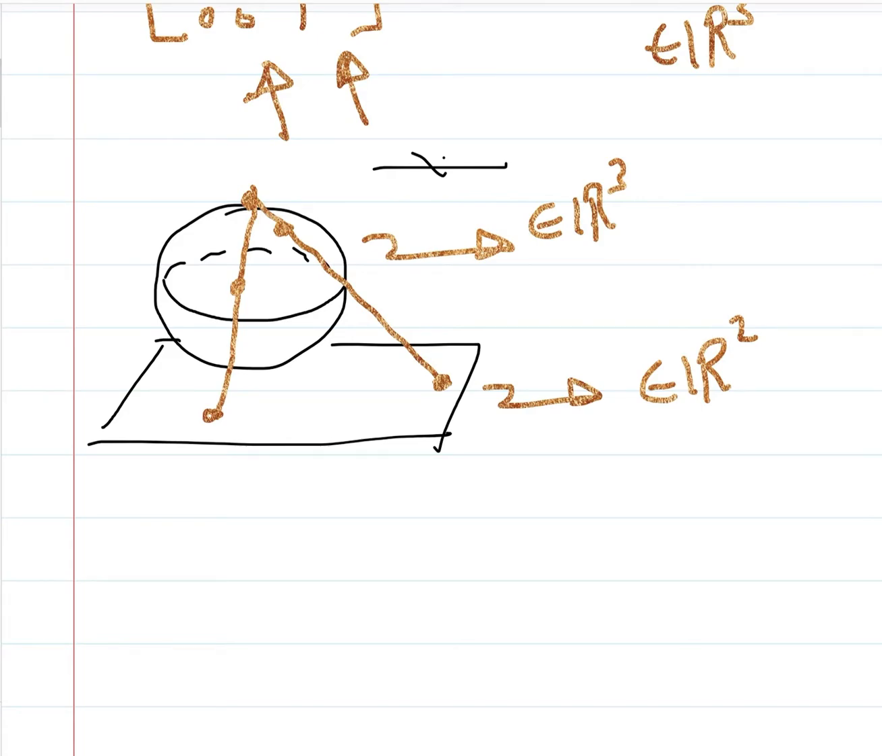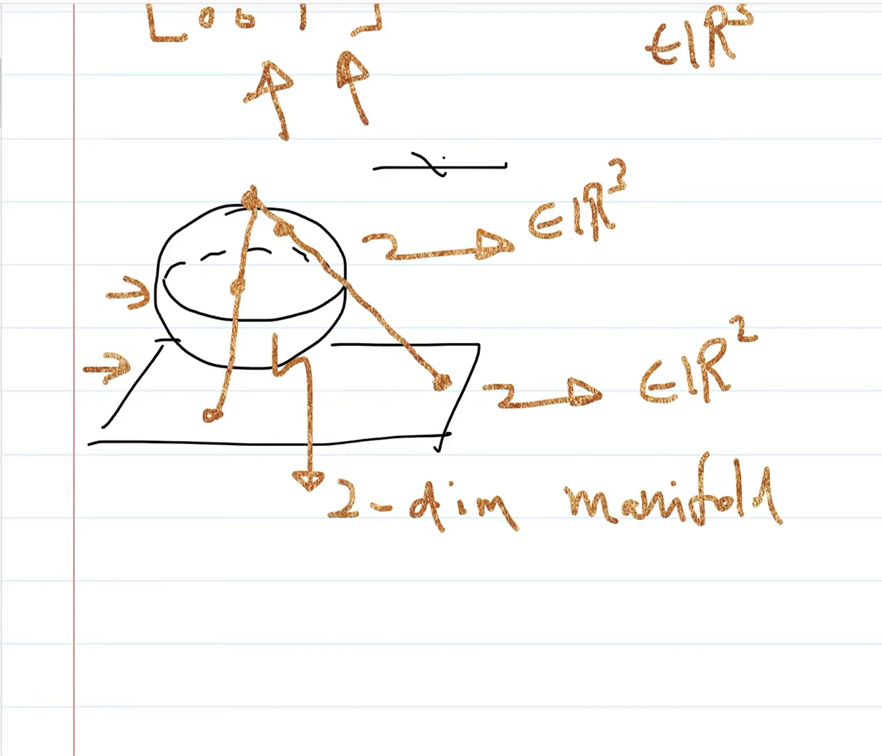So in other words, the sphere can be opened up into this plane. So the sphere, although it exists in R3, is actually a two-dimensional manifold. Therefore, this sphere can be a subset of R2. It's then what we say is a two-dimensional manifold.